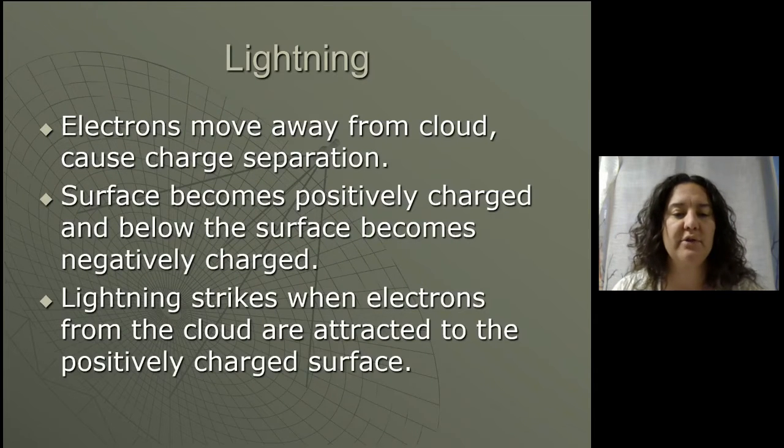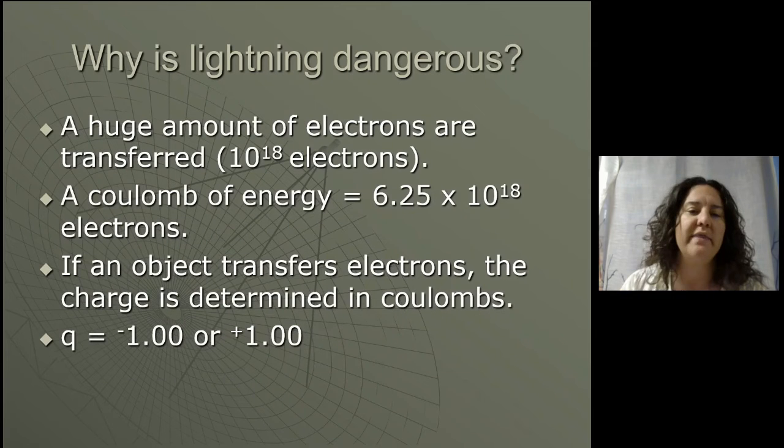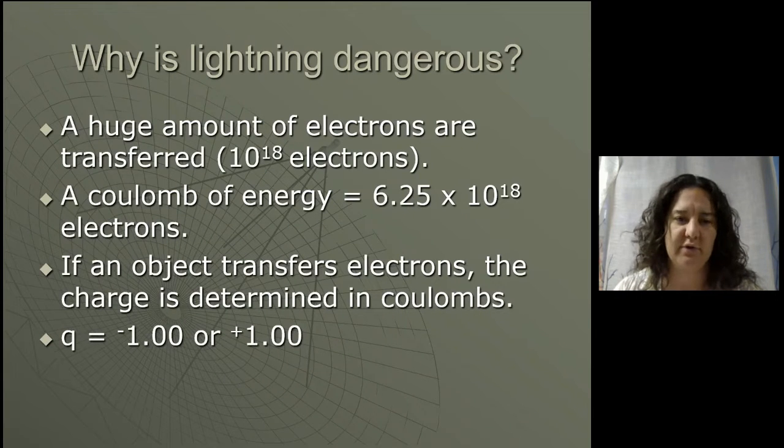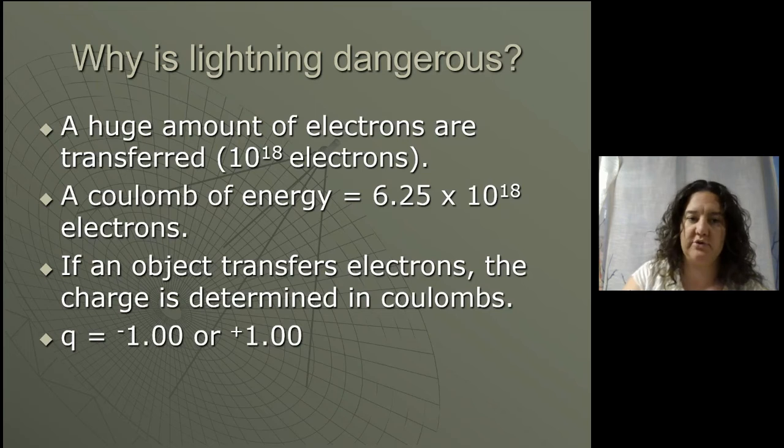So lightning strikes when the electrons from the cloud are attracted to the positively charged surface. And this transfers a huge amount of electrons, like 10 to the power of 18. A coulomb, which is the unit of charge, is 6.25 times 10 to the 18 electrons. If an object transfers electrons, the charge is determined in coulombs, and this could be positive or negative. So lightning transfers huge amounts of electricity, which is why it's so dangerous.